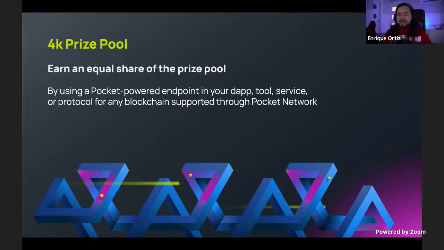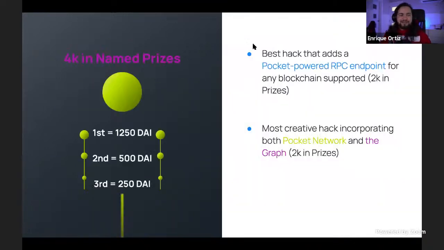So basically, it means that if you're going to use any of the chains that we support, you can use an endpoint from us and you're running for this price. Real easy. Of course, if you want to go the extra mile, we've got some more prizes, right? First prize will get 1,250 DAI, the second 500 DAI, the third 250 DAI. So we got two prizes here.